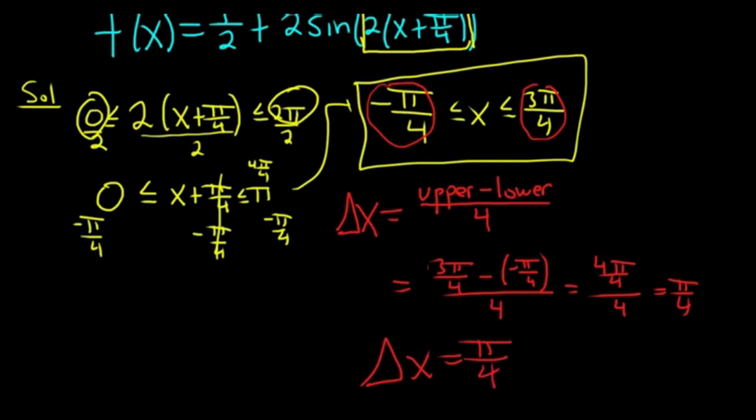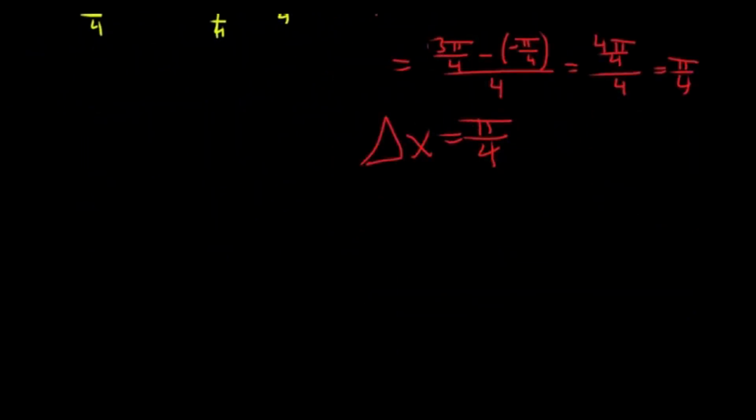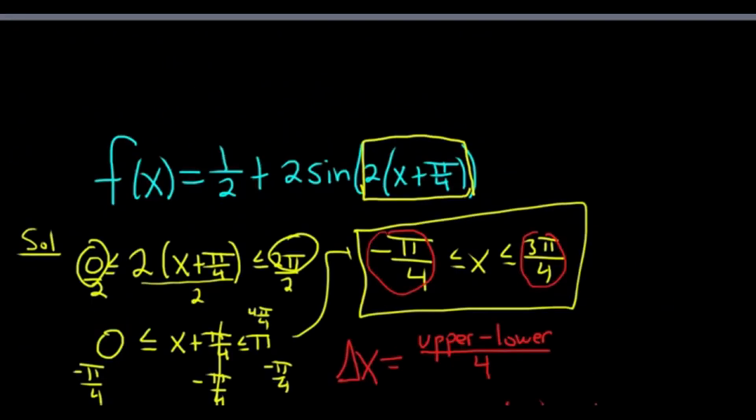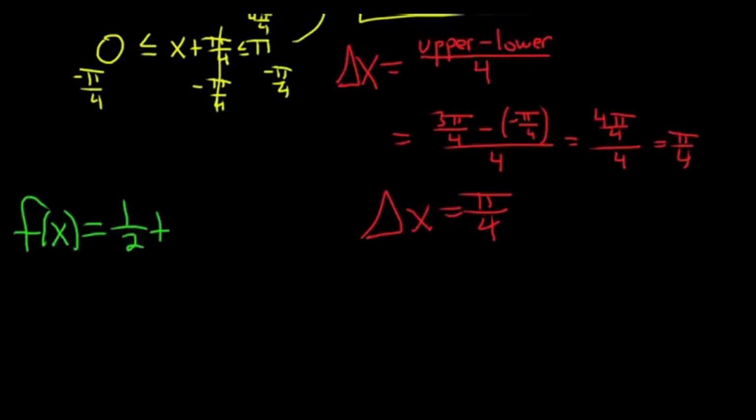That's our delta x. All right, so let me scroll down, and I'm going to rewrite the function because we lost track of it in this mess. So f of x is our original function, and it's 1/2 plus, and let me scroll up because I lost it, 2 plus sine 2x plus 4.